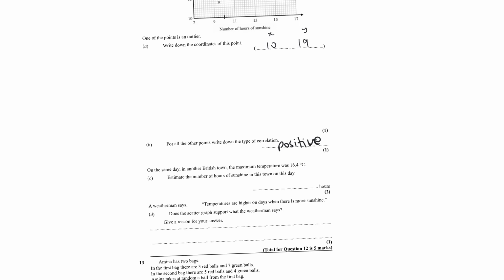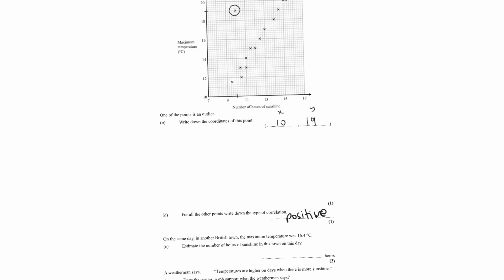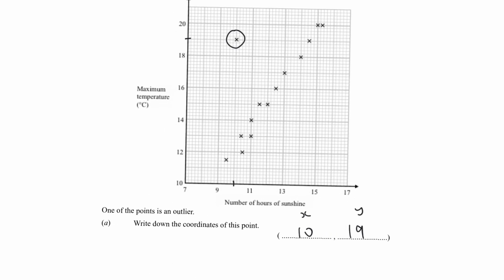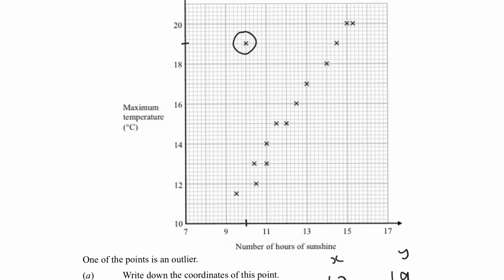Then moving on to part C, it says, on the same day in another British town, the maximum temperature was 16.4 degrees. And it wants us to estimate the number of hours of sunshine in this town on this day. So 16.4 degrees, we need to find it on our graph. If I zoom in for y'all, this one would be about 17. So we can see 1, 2, 3, 4, 5. For every one, there are 5 boxes, so one box is equal to 0.2. So 16.4 would be about here.